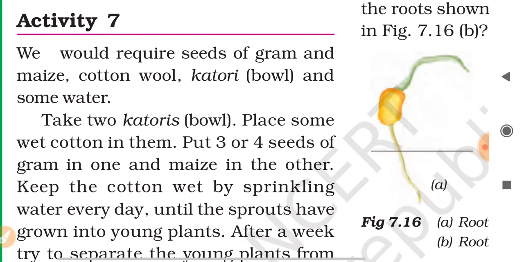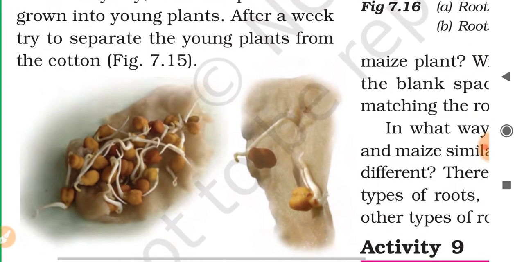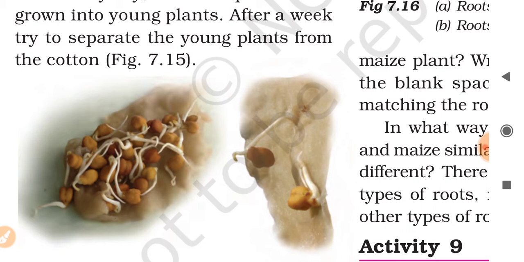So we do another activity to understand the function of root. We would require seeds of gram and maize, cotton wool, a katori or bowl, and some water. Take two bowls, place some wet cotton in them. Put 3 or 4 seeds of gram in one and maize in the other. Keep the cotton wet by sprinkling water every day until the sprouts have grown into young plants. After a week, try to separate the young plants from the cotton.